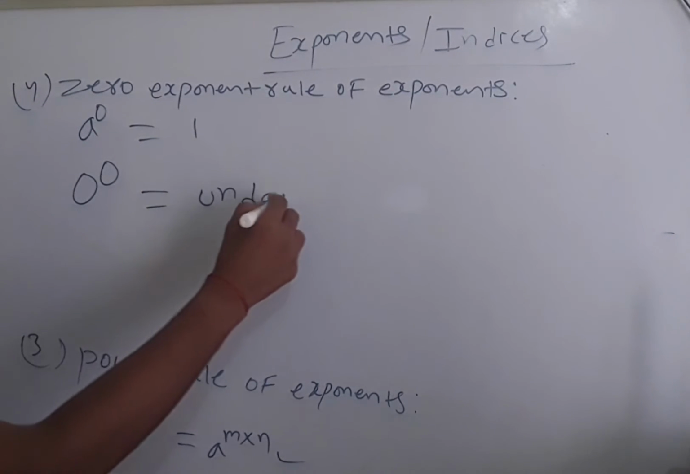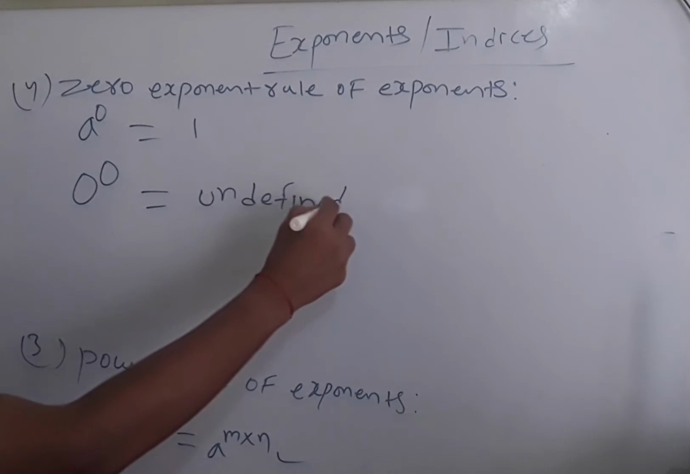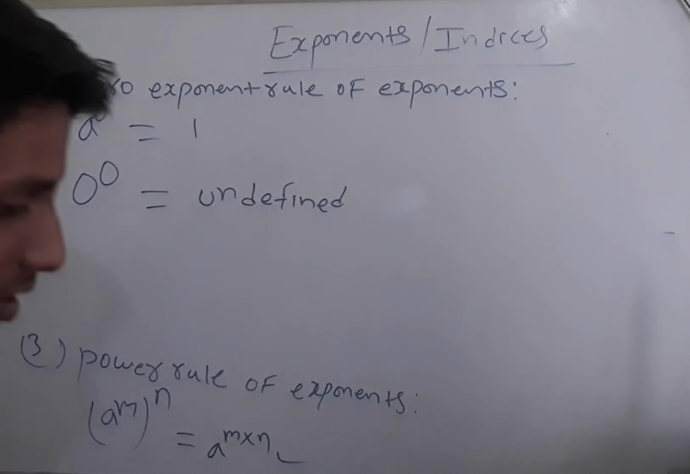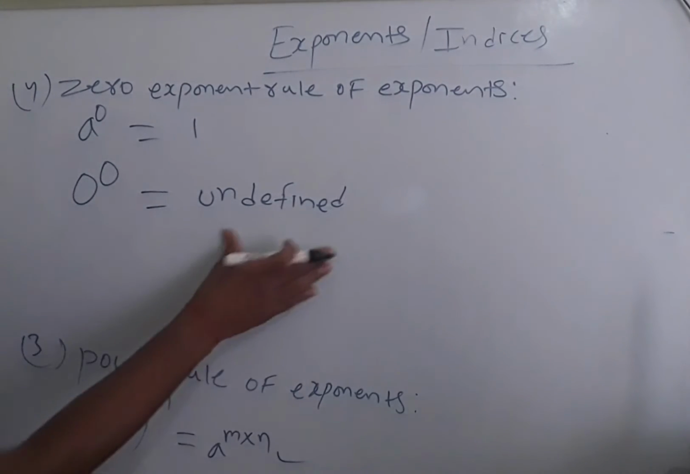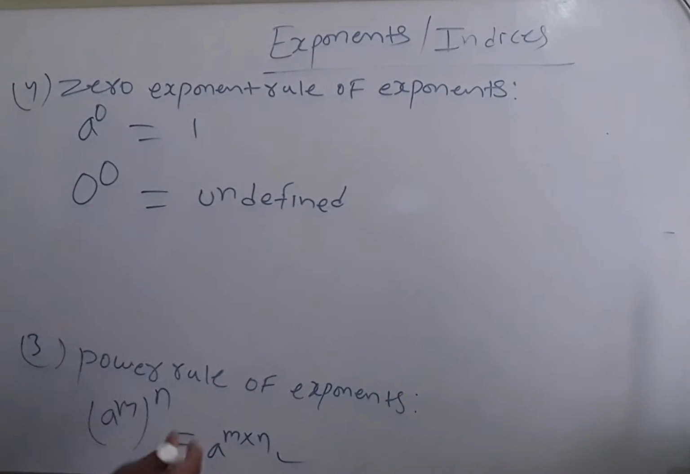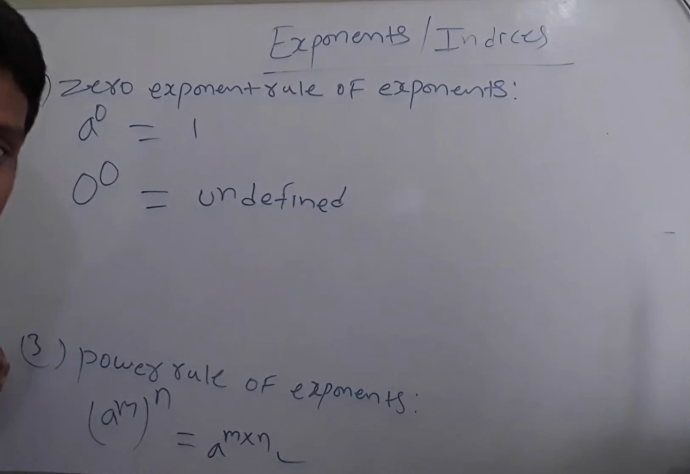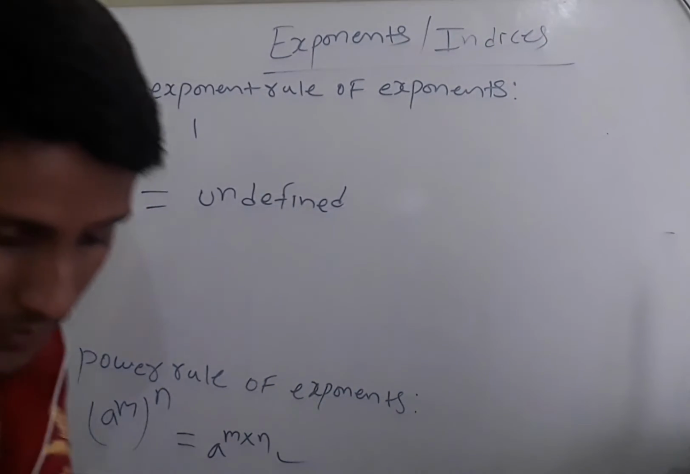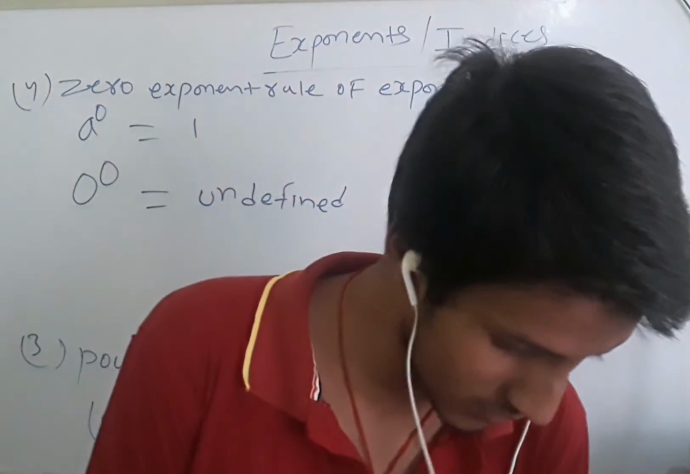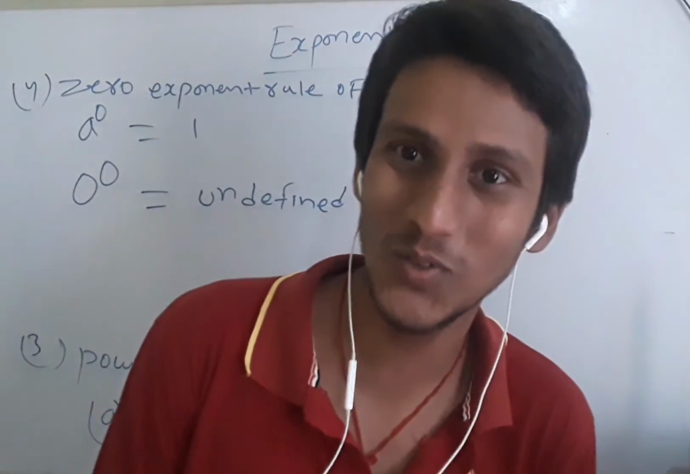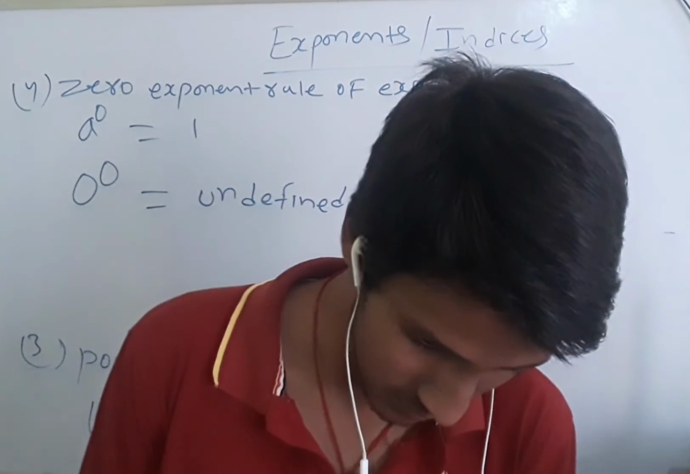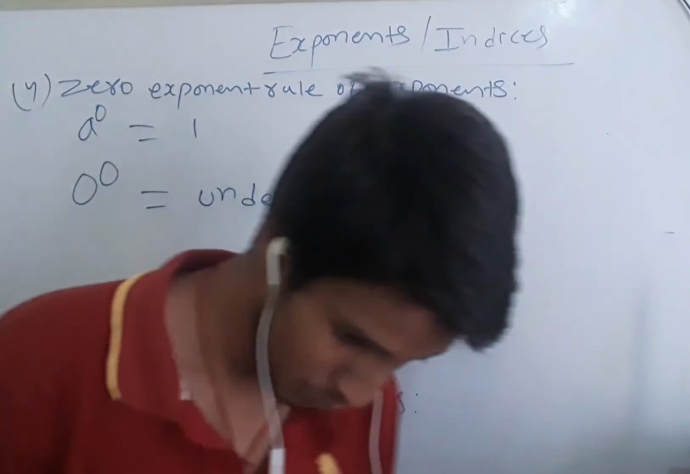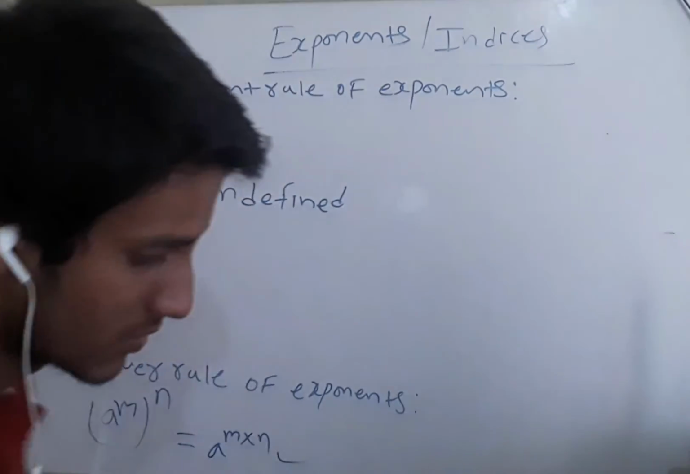In some cases, you're also going to hear this equal to 1, but we talk about this in higher classes. So for right now, just understand this is undefined. Okay, so that was the exponent rule, and this was basically all the rules of exponents. I'm sorry, one rule is still left, which is the negative rule of exponents.